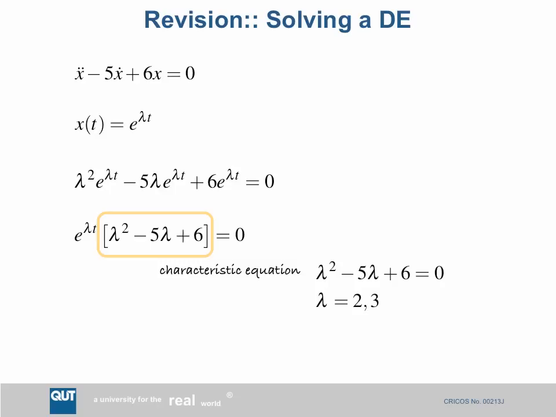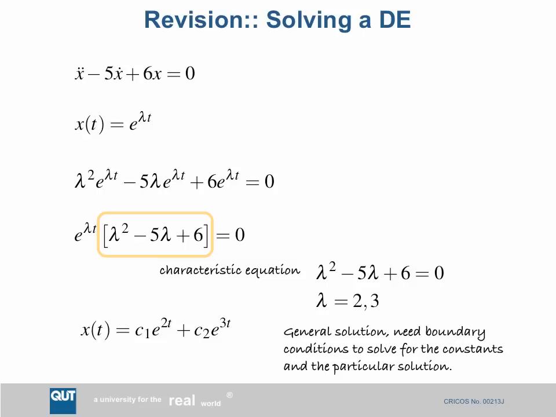And so therefore we can write the solution of our differential equation as the sum of two exponentials. It's e to the 2t and e to the 3t. We don't know the coefficients here. So c1 and c2 are two unknown coefficients, but we know that the solution contains some amount of exponential with time constant of 2, and some amount of an exponential with a time constant of 3. We call this the general solution.